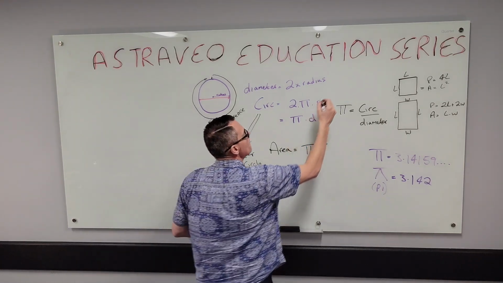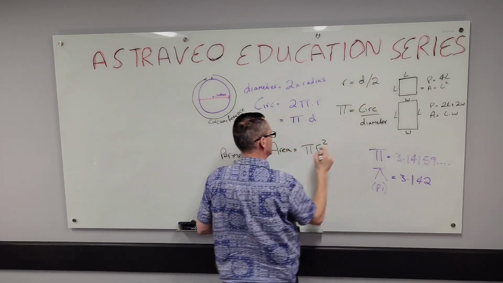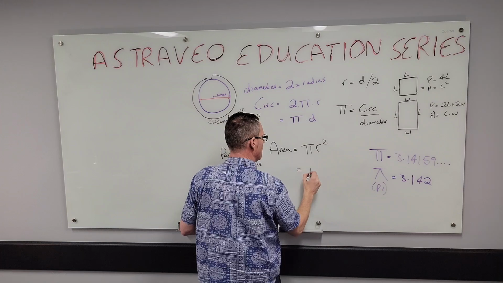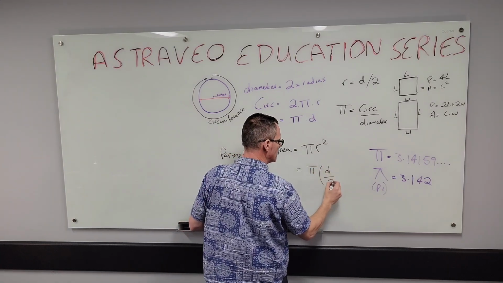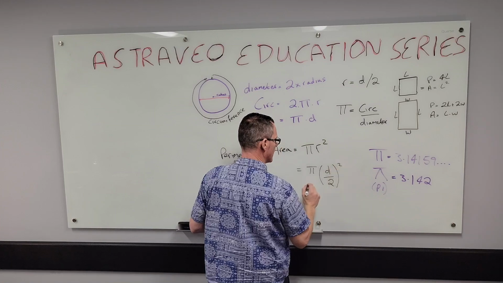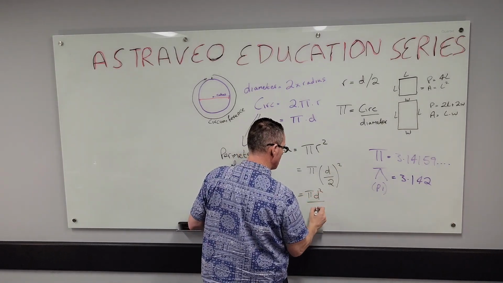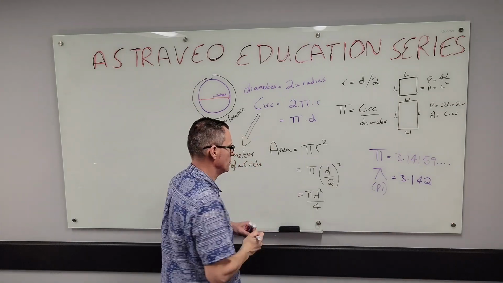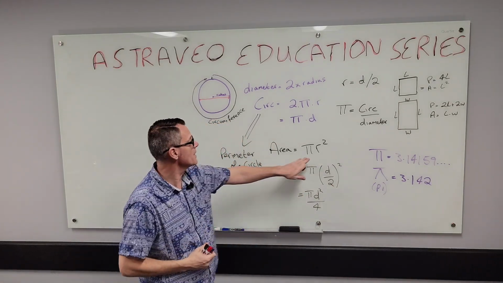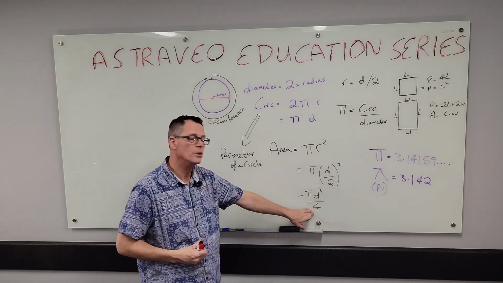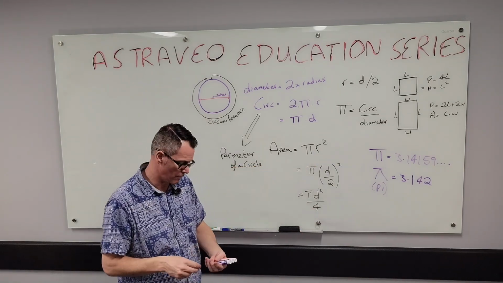Now we know that the radius is the diameter divided by 2. So we can write here pi, instead of r, we can write d divided by 2 all squared, which is pi d squared divided by 4, because 2 squared is 4. So for the area of a circle, you could either use pi r squared, or you can use pi d squared over 4. I actually prefer pi r squared myself.